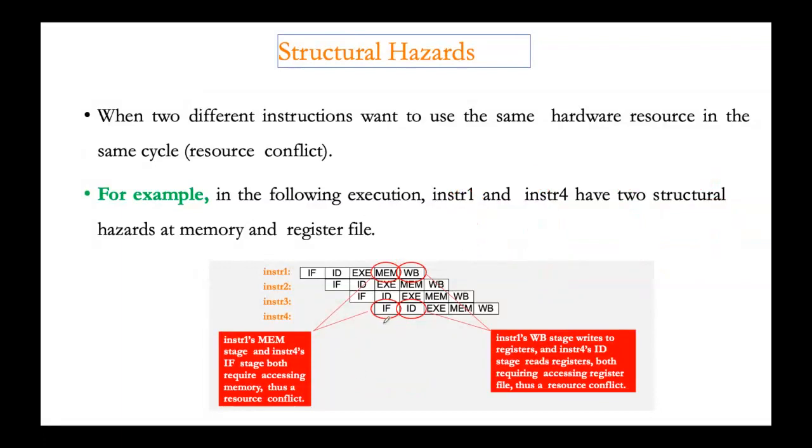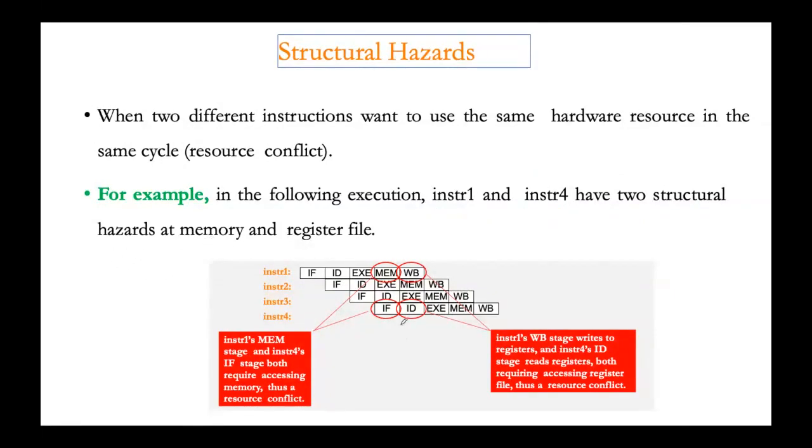In that case, in the instruction fetching, a read operation will be there. After execution, it will go with your write control signal. So whether that instruction memory should go with your read operation and write operation, there is a conflict. So instruction 1 and instruction 4 have two structural hazards at the memory.